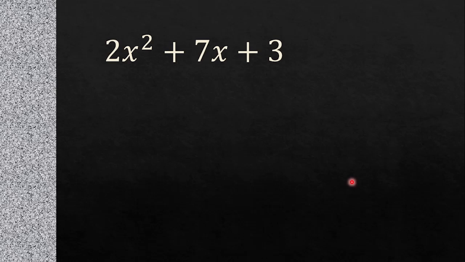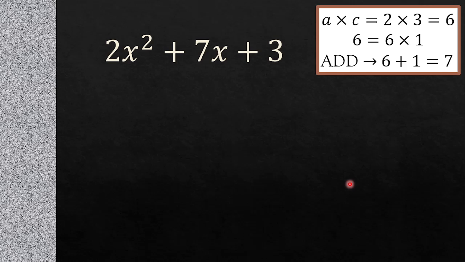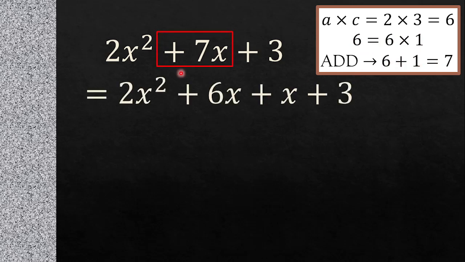It's not working. I've picked up that it's in the right order, so I don't need to do that. So let's do the AC method. If I take 2 and 3 and multiply them, I'm going to get 6. There it is right there. Now, what two numbers multiply to get 6, but also add to get 7? Well, 6 and 1. So we're just going to replace 7x with 6x plus 1x.